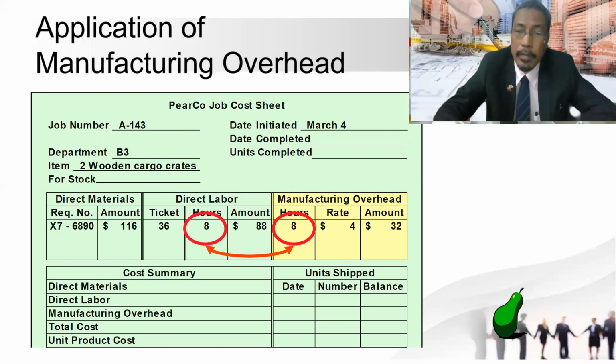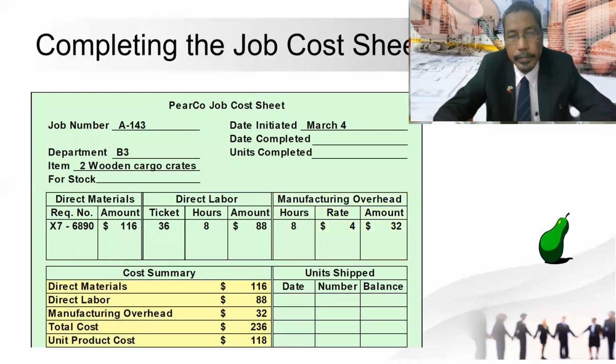So we are able to complete all three categories of manufacturing cost: direct material, direct labor, and manufacturing overhead. Summarizing it, direct materials go on the yellow portion of the job cost sheet. So 116 plus 88 plus 32, you have a total of 236.